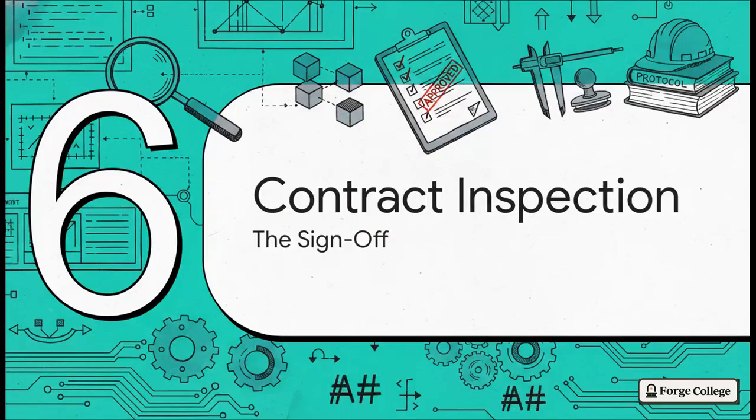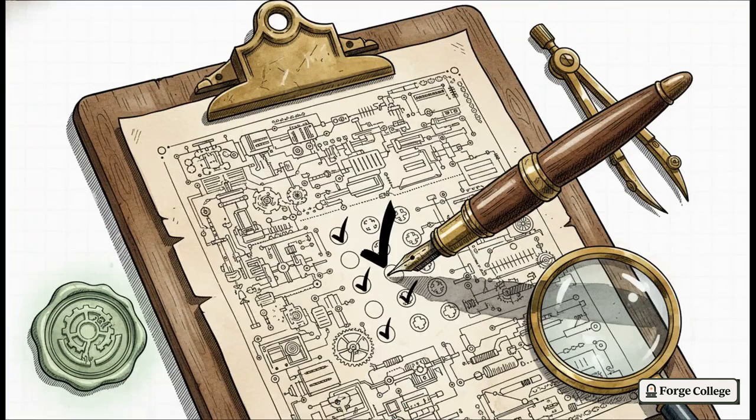Section 6. Contract Inspection Ready. The sign-off. Okay, so the blueprints are drawn, the code is completely drafted, but before we jump into any heavy-duty testing, we definitely need a final inspection. Here is your critical sign-off checklist. First off, does your code actually compile locally without any type errors?